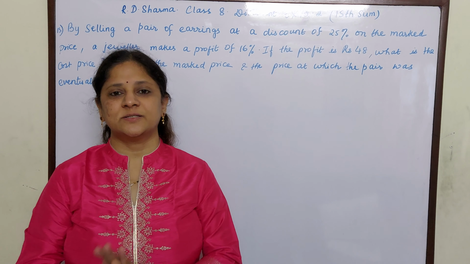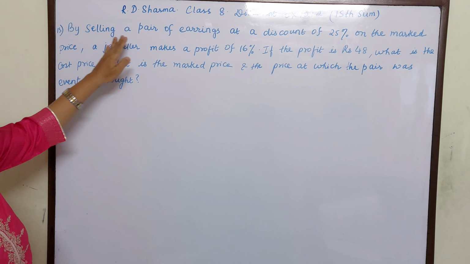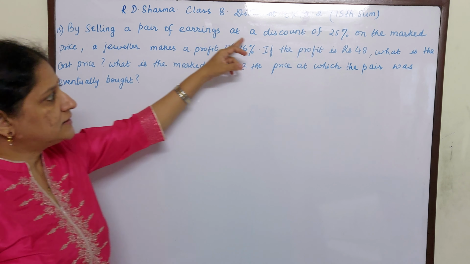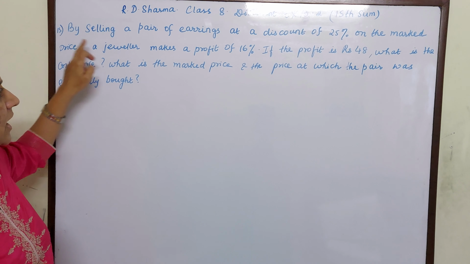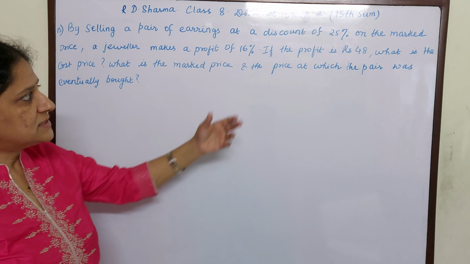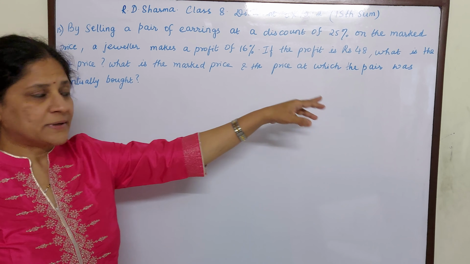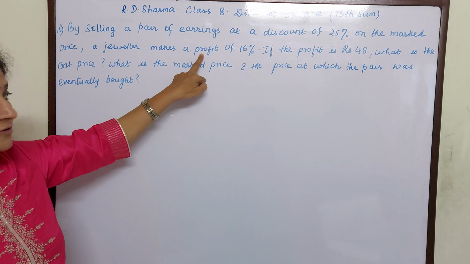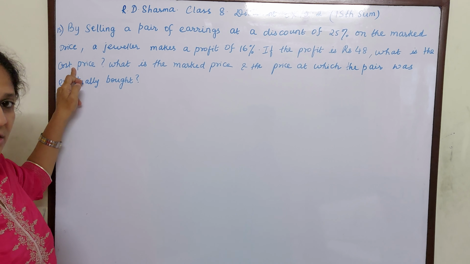Hello children, let us move to one more problem on discount. By selling a pair of earrings at a discount of 25% on the marked price, a jeweler makes a profit of 16%. That means if he is allowing a discount of 25% on the marked price, he is still making a profit of 16%. If the profit is 48, what is the cost price?